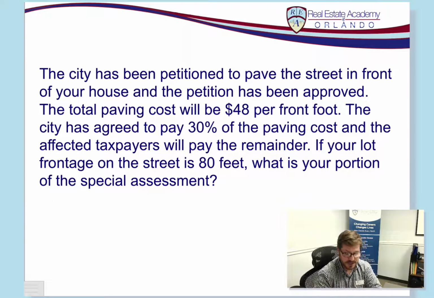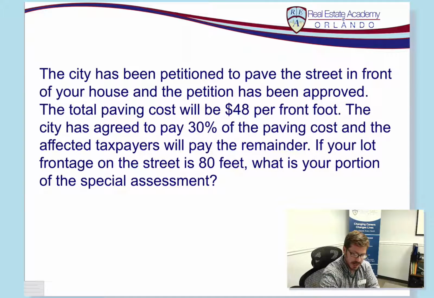All right, so we have the city has been petitioned to pave the street in front of your house, and the petition has been approved. The total paving costs will be $48 per front foot. The city has agreed to pay 30% of the paving costs, and the affected taxpayers will pay the remainder. If your lot frontage on the street is 80 feet, what is your portion of the special assessment?